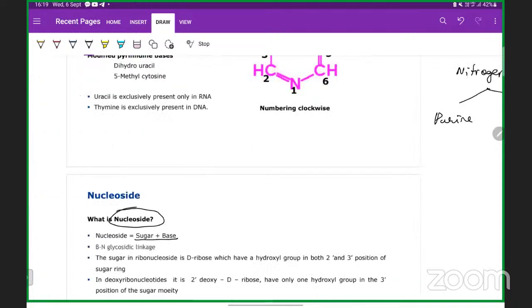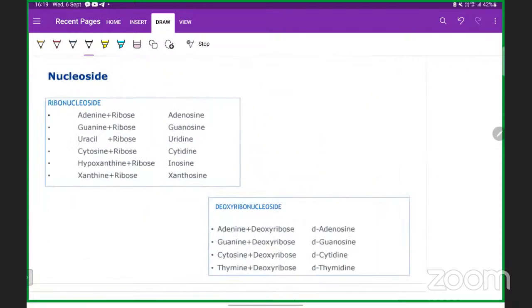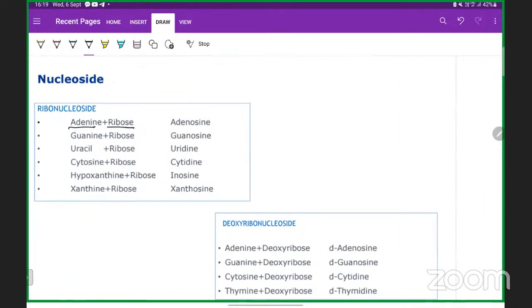So I will show you the structure. Don't worry. I told you, right? Adenine plus ribose gives you adenosine. Guanine plus ribose gives you guanosine. Uracil plus ribose gives you uridine. And cytosine plus ribose gives you cytidine. How to remember that? I told you.